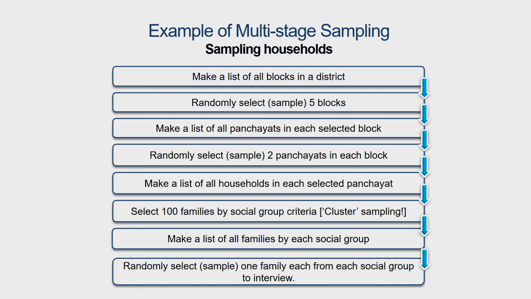So, when we are sampling households, this is just an example of how to identify the different stages. Maybe you first make a list of all blocks in a district, you randomly select, let us say 5 blocks, then you make a list of all panchayats in a selected block, you randomly select, let us say 2 panchayats in each block, make a list of all households in each selected panchayat and select 100 families by social group criteria, and make a list of all families by each social group, and then you randomly select one family from each social group to interview.